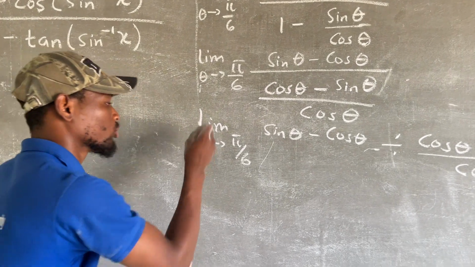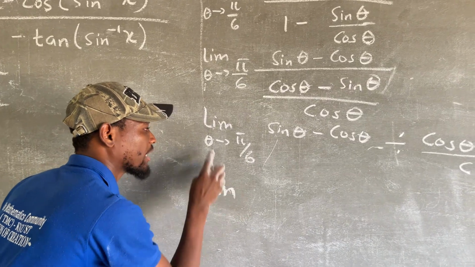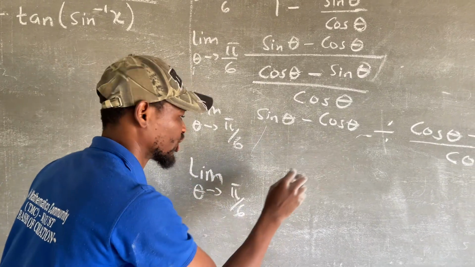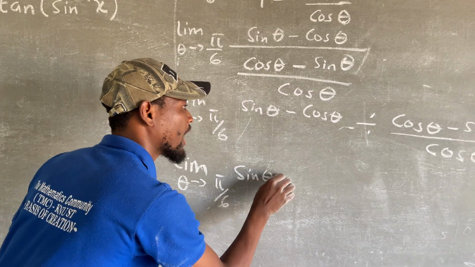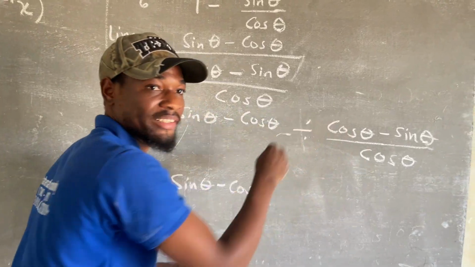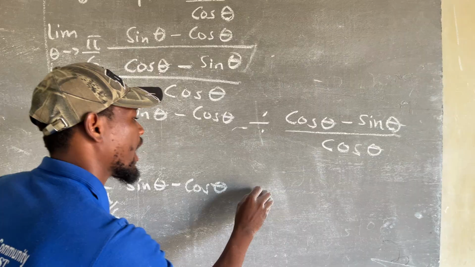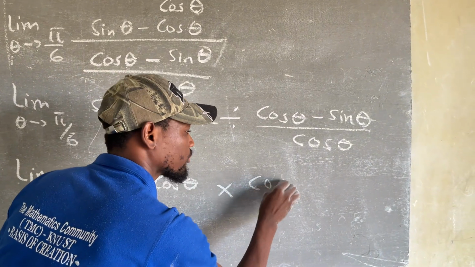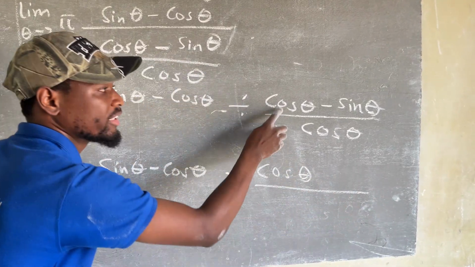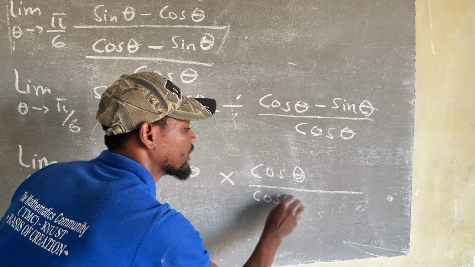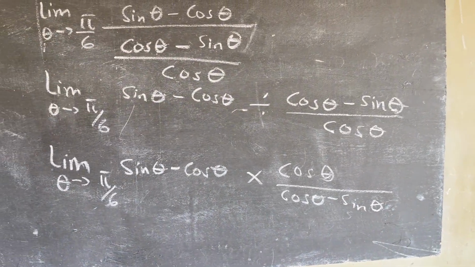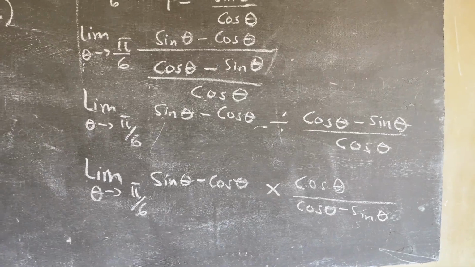So viewers, we have a limit as theta approaches pi on 6 of the expression sine theta minus cos theta. And you know, for division, change it to multiplication, then you reciprocate this side. So I'll be having times cos theta over this expression, cos theta minus sine theta.